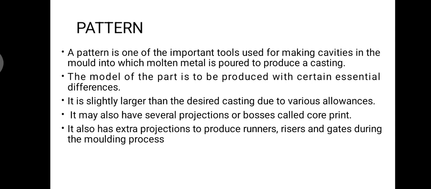Today we are going to see the topic pattern and its types. Pattern is an important tool used for making mold. It is used for making mold cavities. By pouring molten metal into the mold made using a pattern, we can make a casting. It is slightly larger than the desired casting due to various allowances. It may also have several projections called core prints. It also has extra projections to produce runner, riser and gates during the molding process.